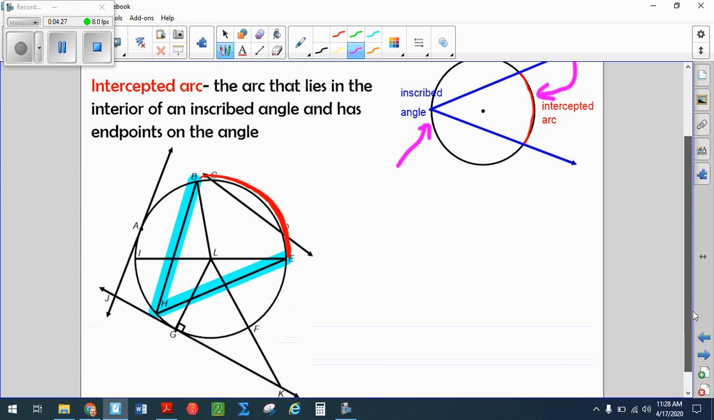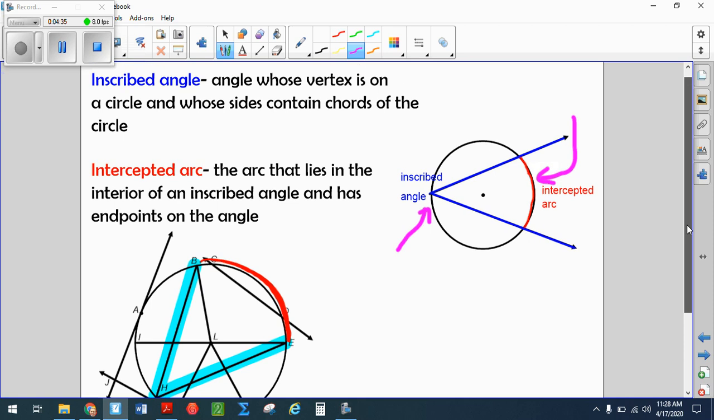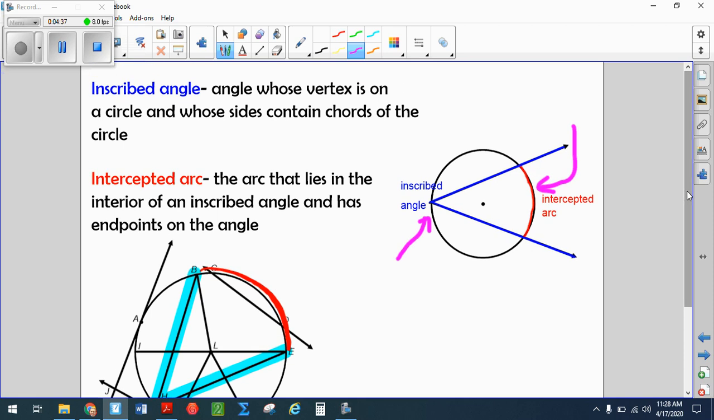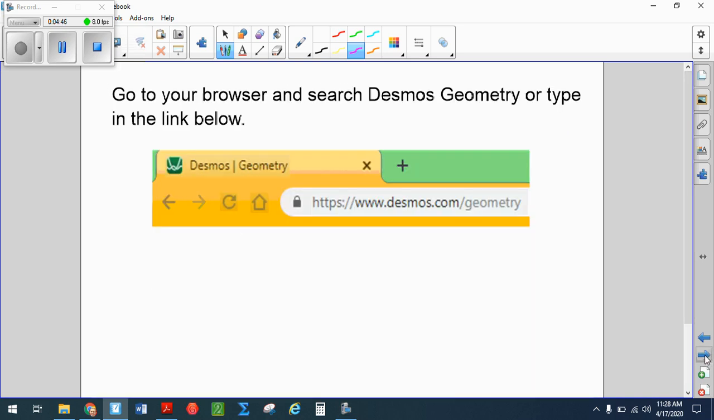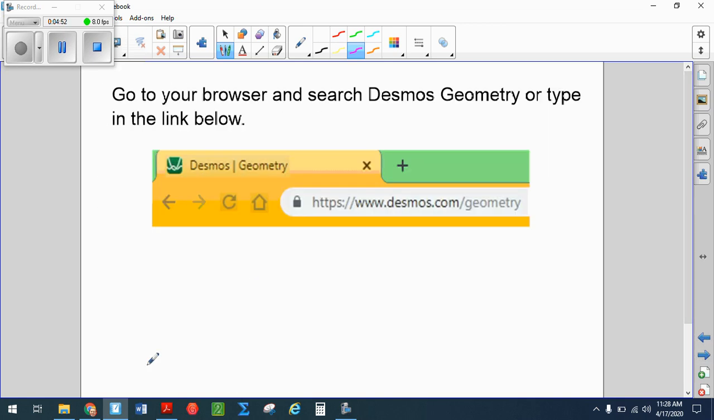This is another graphic organizer. I highlighted in blue the inscribed angle. The inscribed angle goes all the way to the edge of the circle, and then it has an intercepted arc. What we want to do is figure out how the inscribed angle measure compares to the measure of the intercepted arc. So in class, I was going to have students go to Desmos and kind of create this, follow some steps and come up with a theorem. I'm going to try to do that now as well.